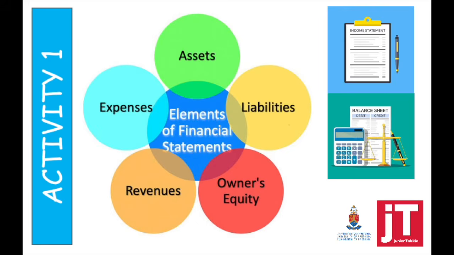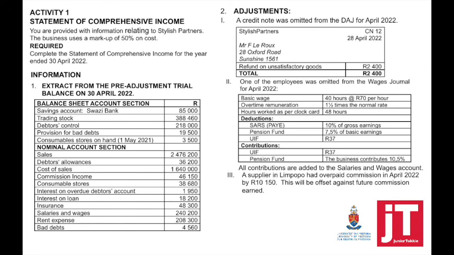Refer to your theory booklet before you start attempting the activities. Make sure that you study everything related to the financial statements. Throughout all these activities, we are going to look at different ways in which it can be asked. Activity 1 is going to focus on the statement of comprehensive income.